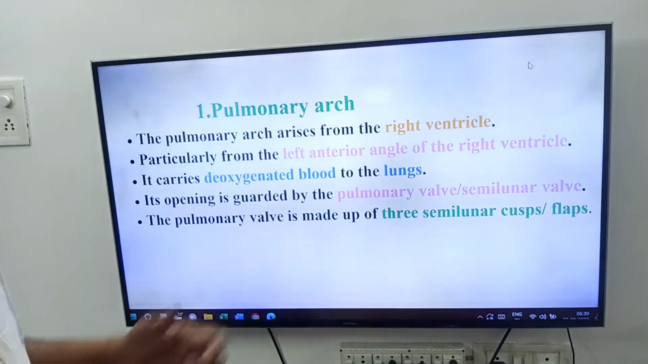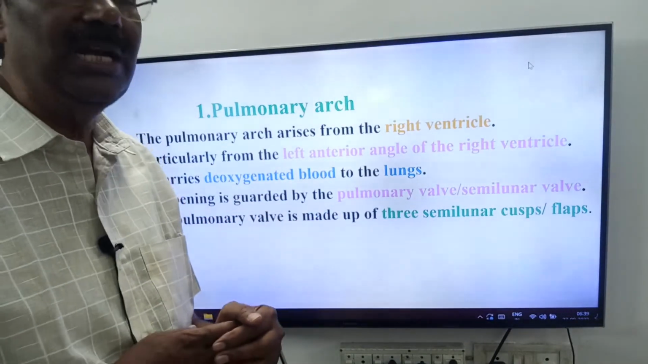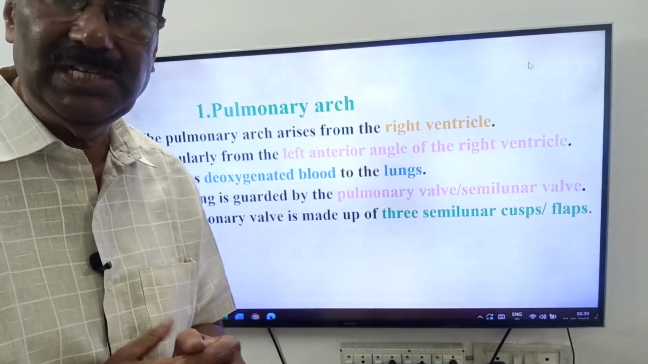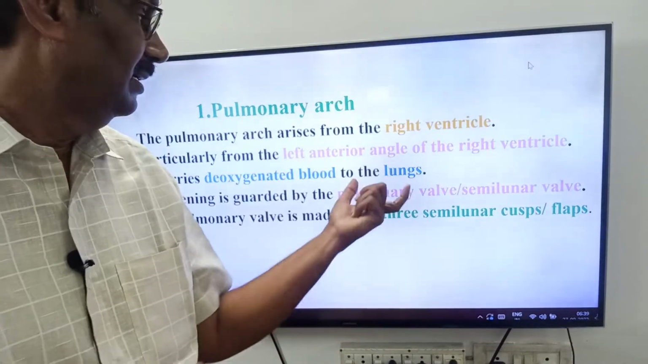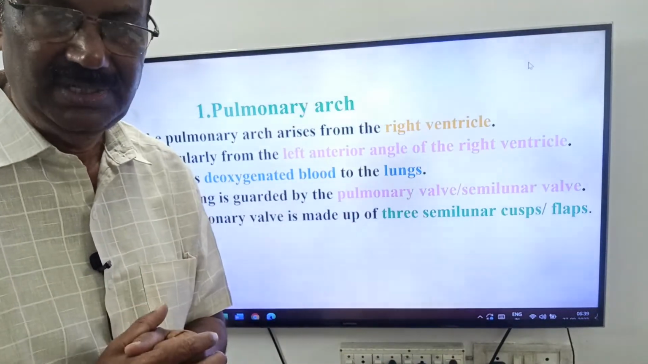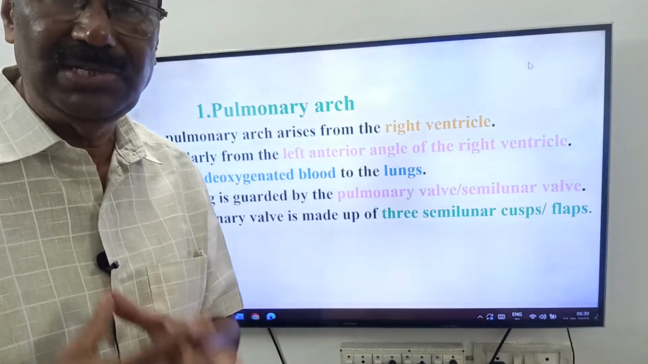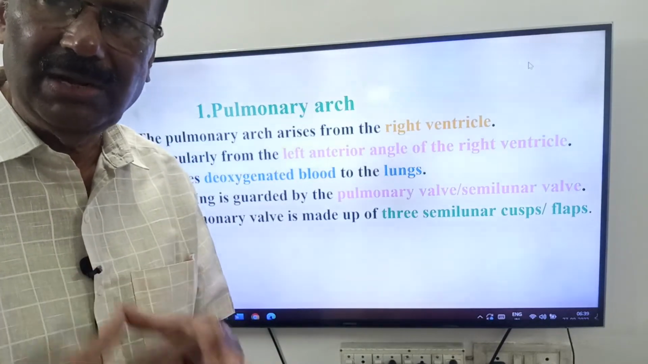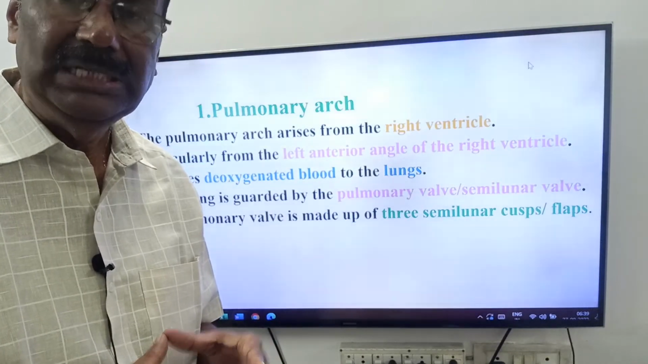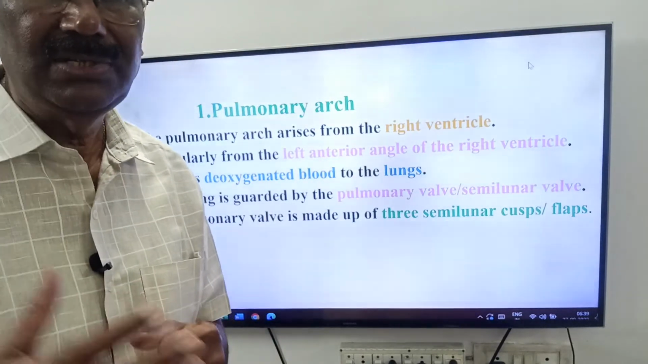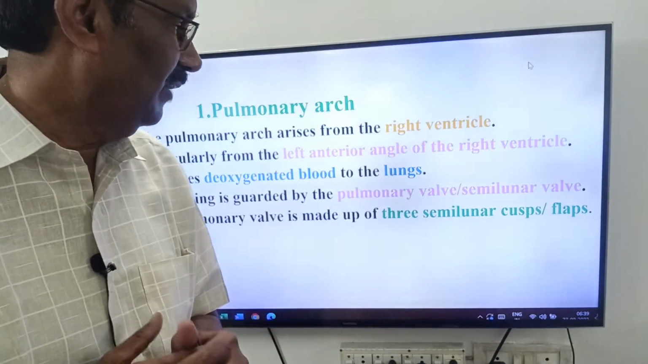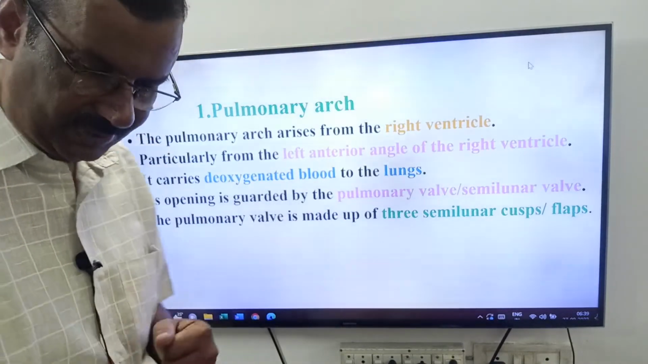Next, very important: the pulmonary valve is made up of 3 semilunar cusps. Like the tricuspid valve, which has 3 cusps, this pulmonary valve also has 3 cusps or 3 flaps. That is about the pulmonary aorta. Once again, the pulmonary aorta or pulmonary arch arises from the right ventricle. It supplies blood to the lungs for purification. Its opening is guarded by the pulmonary valve. It has 3 cusps.